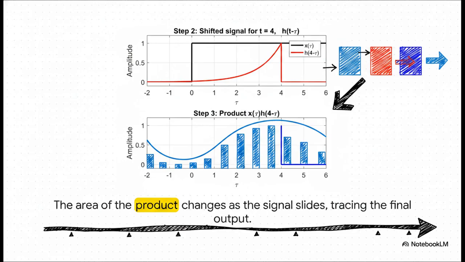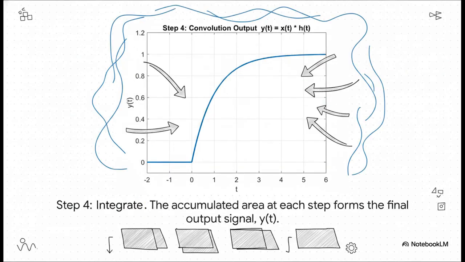Here we are at time t equals 4. The shape of the overlap has changed, right? And so has the product down in the bottom graph. The area under this new blue curve gives us the output value at t equals 4. We are literally building the final output curve, point by point, as we slide along. And there it is, the final result. Every single point on this blue output curve was calculated by finding that area of overlap at each tiny step of the slide. It's this beautiful construction process, not just some dry, static formula you plug numbers into.